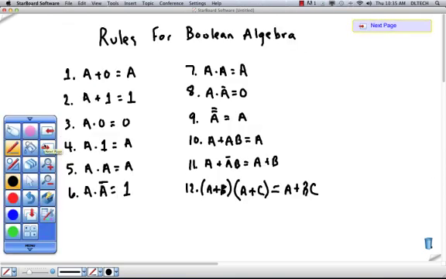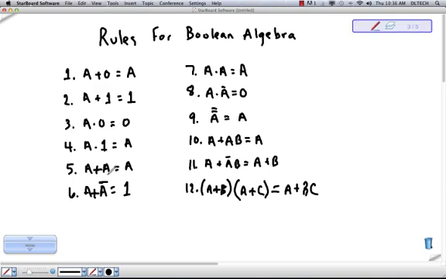Next, we have the rules for Boolean algebra. Our rules for Boolean algebra are as follows. Number 1, A or 0 is equal to A. 2, A or 1 is equal to 1. Number 3, A and 0 is equal to 0. Number 4, A and 1 is equal to A. Rule 5 is A or A is equal to A, and rule 6, A or not A is equal to 1.